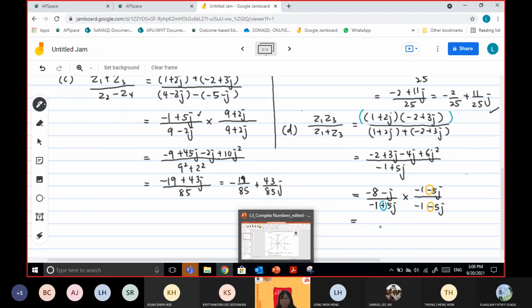Now let's expand it. When I do the expansion, Man Heng, can you tell me how you calculate the bottom? What square plus what square?